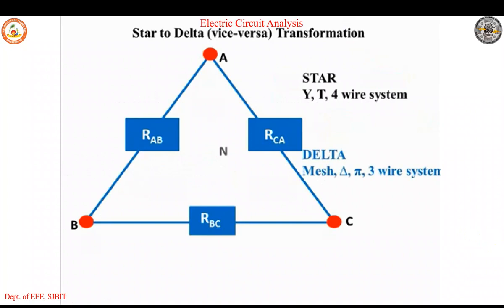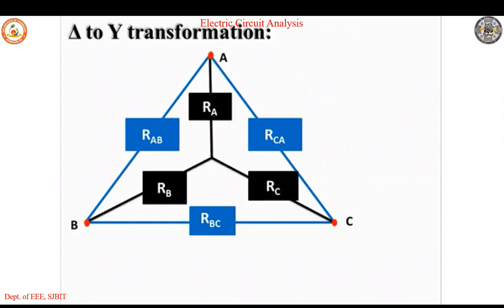The three ends are A, B and C. Neutral does not exist in delta. So let's see the delta to star transformation. The knowns are in delta, the blue color, and the unknowns are in Y, the black color.